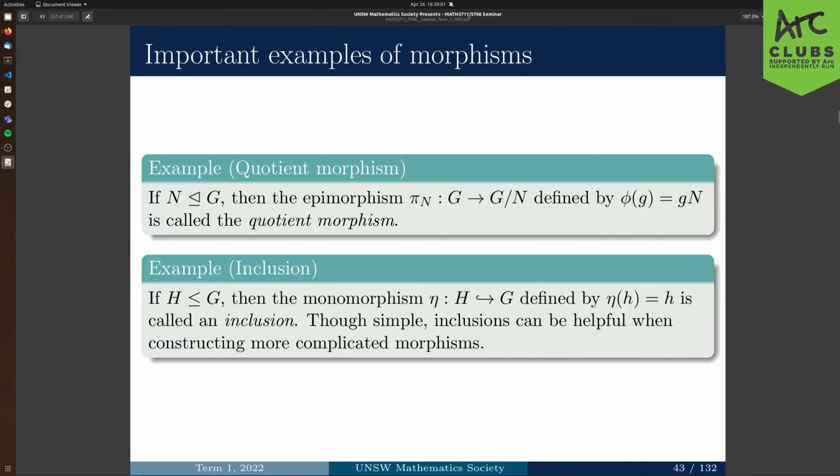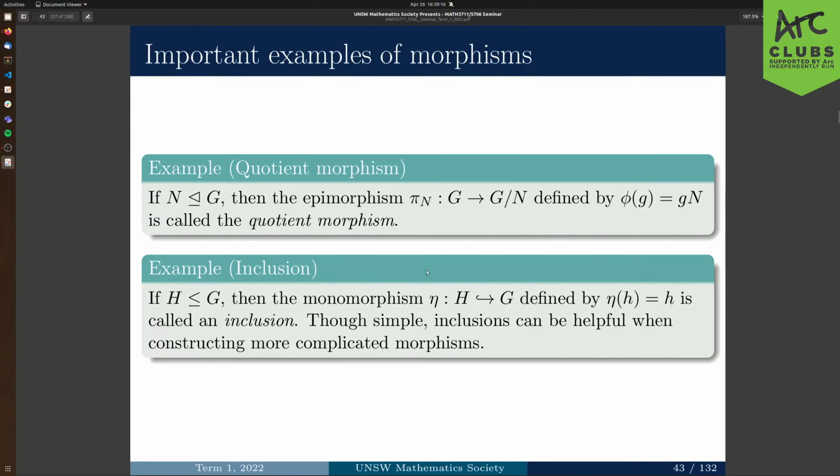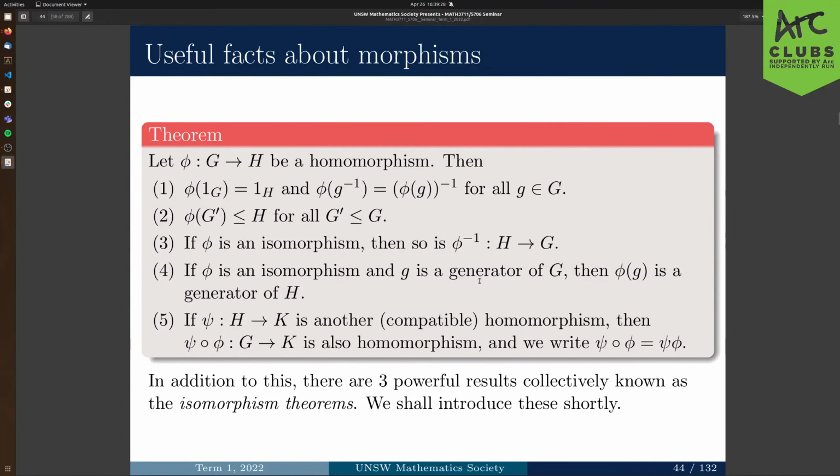So if you project each element into its coset in this quotient group here, you get what's called the quotient morphism. Pretty handy for using when you're composing homomorphisms. And the inclusion is essentially just an embedding. So it's the identity, except you move one element, I guess, into another group. So it's not a very interesting map to talk about like that, but though simple, it's actually pretty useful in proofs.